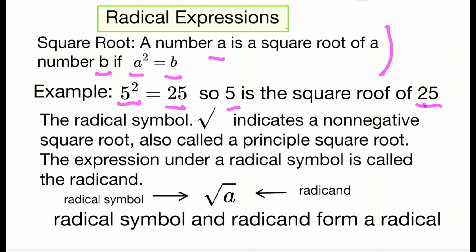Now, this is our radical symbol. That's what we're talking about here. It just means a square root. The radical symbol indicates a non-negative square root, also called a principal square root. The expression under a radical symbol is called the radicand. So this is the radicand, this is the radical symbol, and we put the radical symbol together with the radicand, and we form a radical expression.